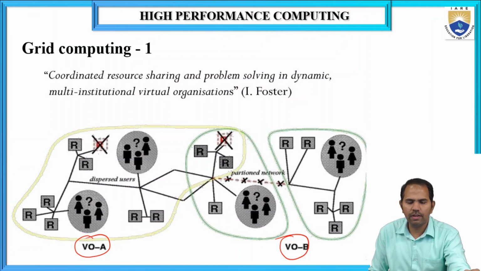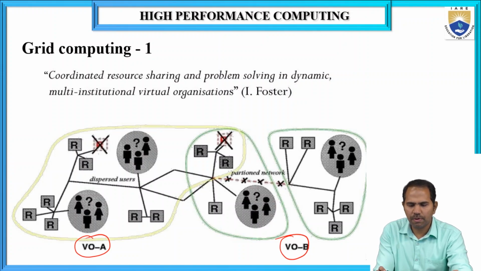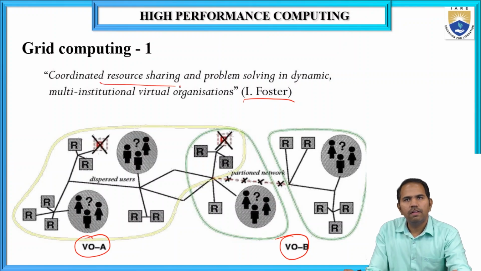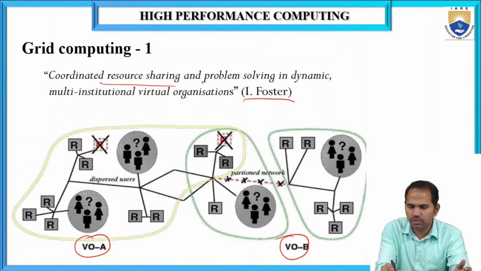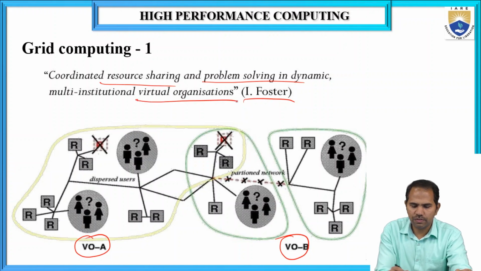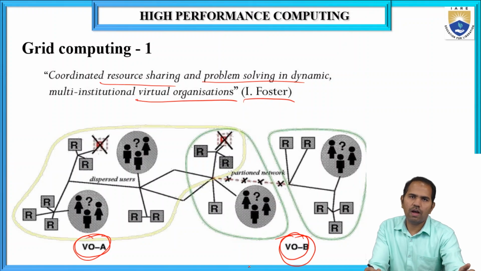So grid computing is coordinated resource sharing. This is another definition proposed by Foster. The main thing is resource sharing. Coordinated resource sharing and problem solving in dynamic multi-institutional virtual organizations. Virtual organization is written in short form as VO. VO A means one of the virtual organizations, and VO B means another virtual organization.